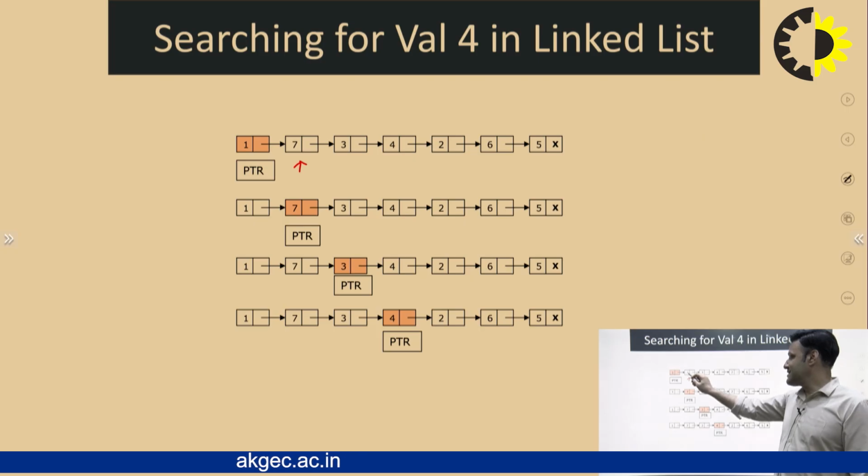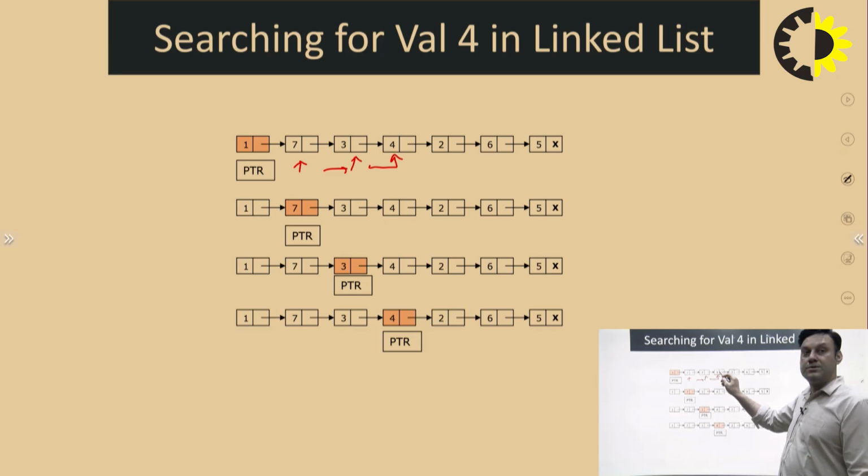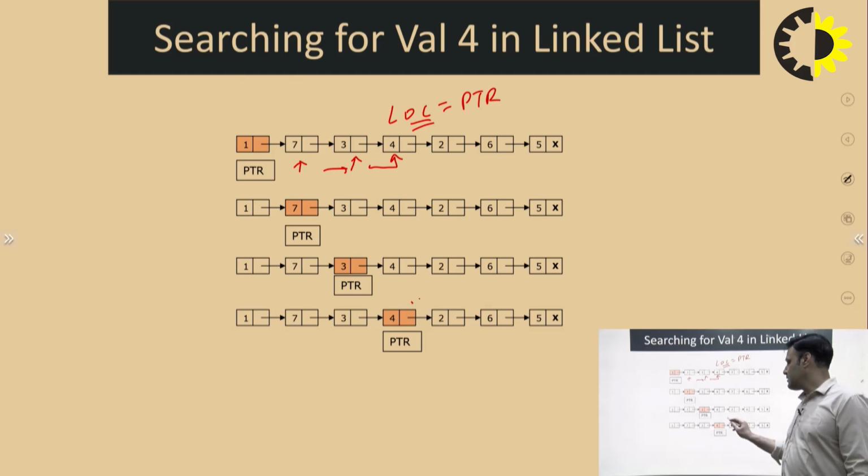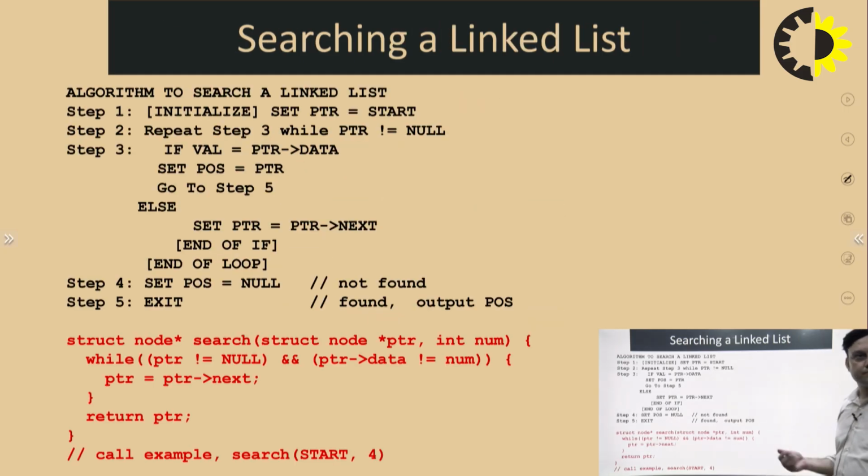Now we will check: is this information part equal to 4? No. Again increment. Is the information part equal to 4? No, again increment. Is the information part equal to 4? Yes. Then we will give the value of this to some variable location, and we will print this location. We will find the element at this location. So this is simple searching of an element in a linked list.